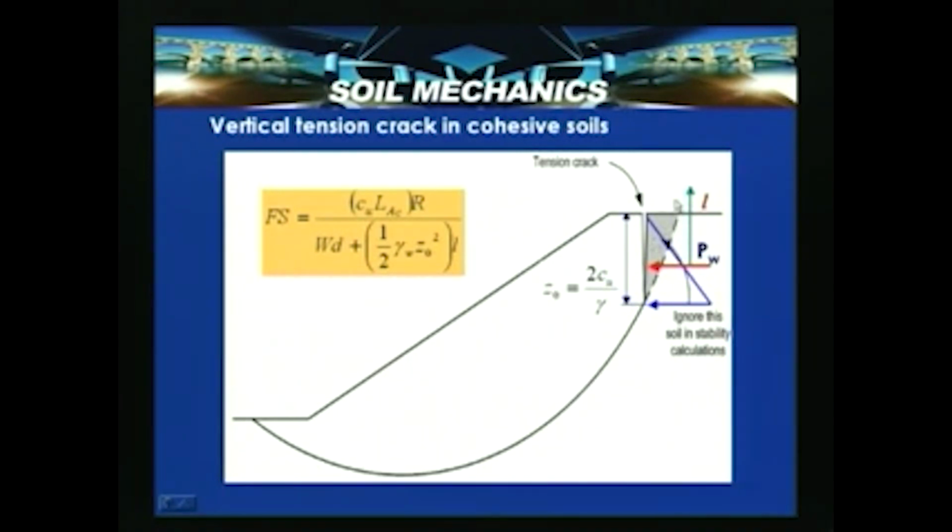So, ignore this soil in the stability calculations, and also this length of the arc extending this portion should be ignored. That means after knowing the depth of the tension crack, pointing it on the surface, once your slip surface is located, you need to find out the actual length which is involved. So, that is given by, if A and C are here and LAC is the length of the arc, Cu into LAC into R divided by W into D, the weight of this particular portion excluding this small portion, plus half gamma W Z naught square, the water pressure acting at this particular point, per unit length, into L. So, that gives the driving moment due to water filled in the crack. So, factor of safety is obtained as given here.